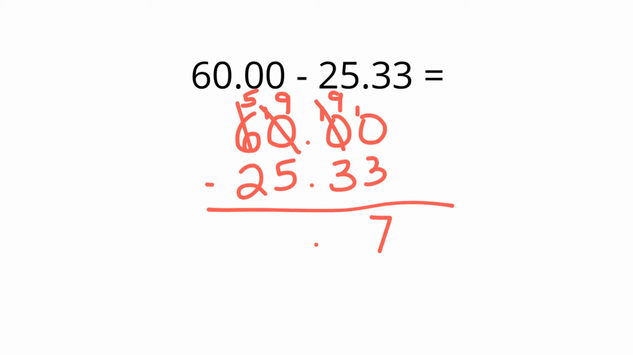Now I can do 10 hundredths subtract 3 hundredths. That gives me 7. I'm going to then go into the tenths column. 9 subtract 3 gives me 6. And now moving into the ones, 9 subtract 5 is 4. And 5 subtract 2 is 3. This gives me a final answer of 34.67.